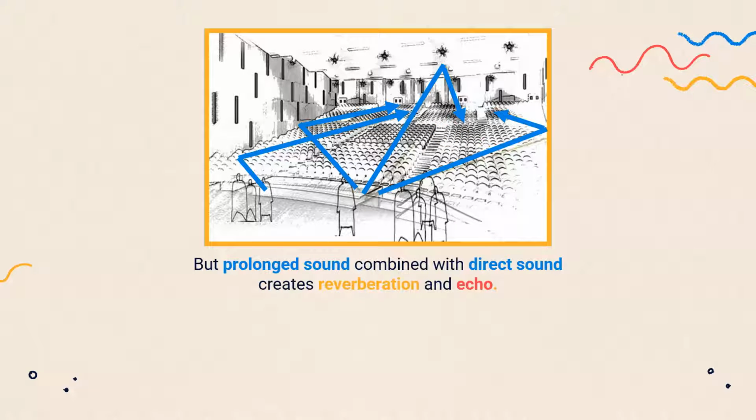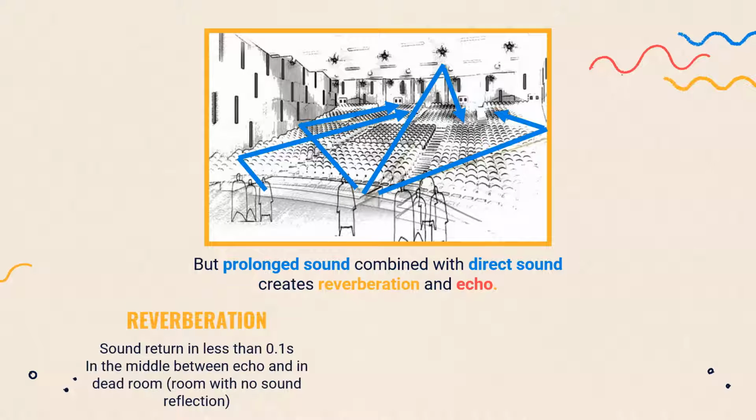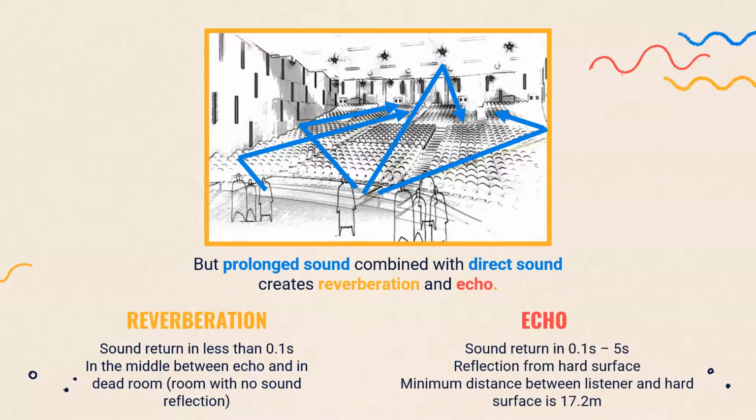Reverberation is when sound returns in less than 0.1 second. It is in the middle between echo and dead room, where dead room is a room without sound reflection. Okay, I will explain more on dead room later. So echo is a reflection of sound that returns after more than 0.1 second. So it is usually a result from reflection from hard surface, and minimum distance between listener and surface is at least 17.2 meter.